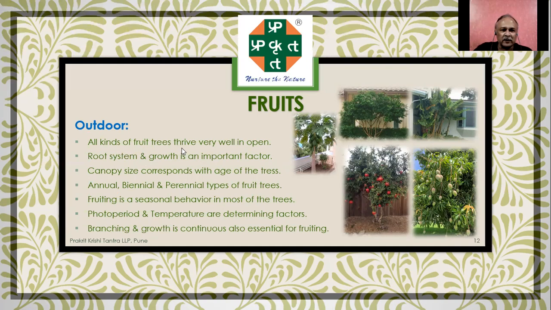Here all kinds of trees thrive well in the open. That is the natural way, of course. And again, root system and growth pattern is important. So we have to see how much space we have in the ground, in the soil, for the root growth, depending on the plant size, plant structure, plant canopy structure, and height of the plant, etc. And above ground for growth, all-round space should be available.